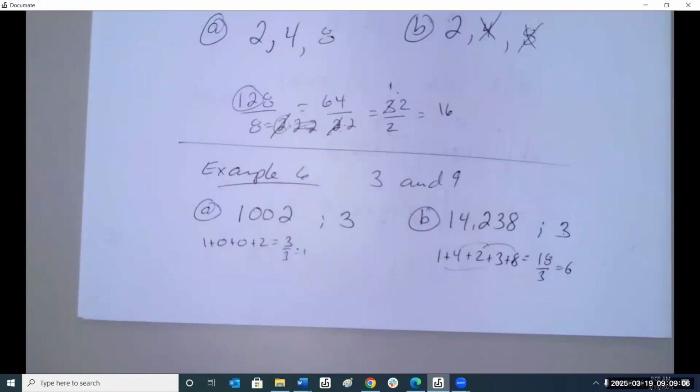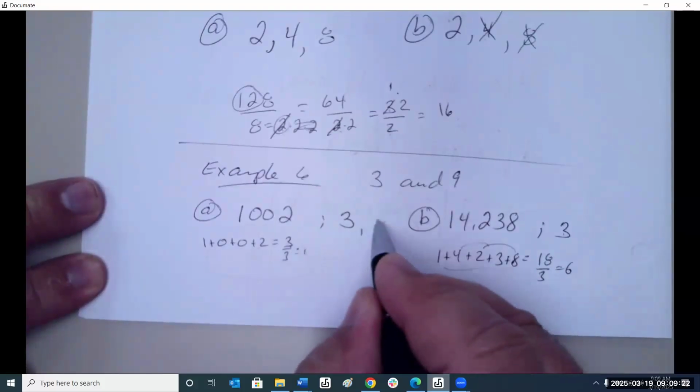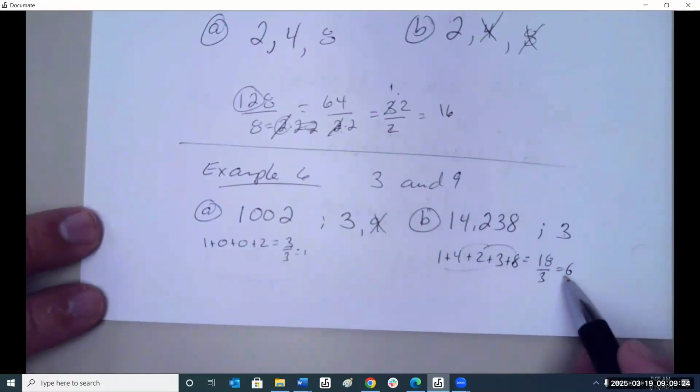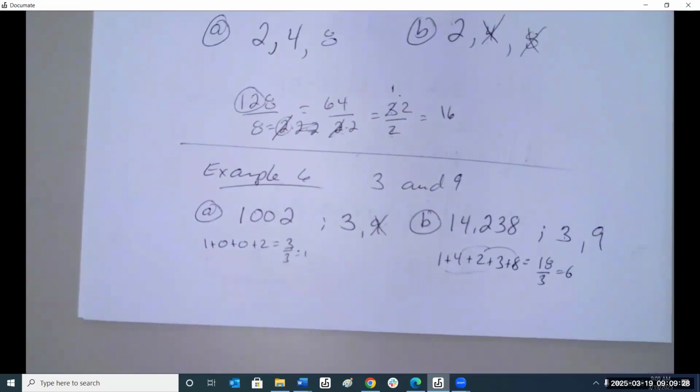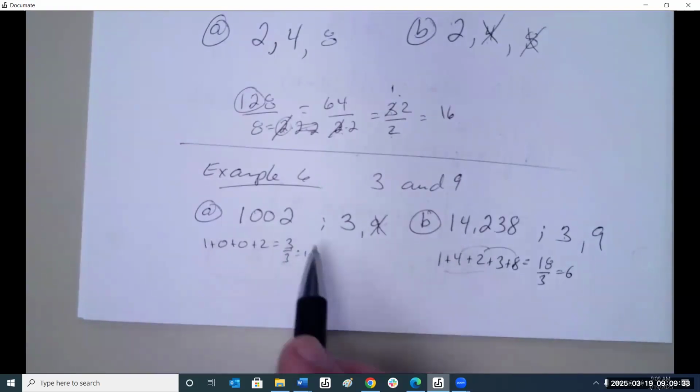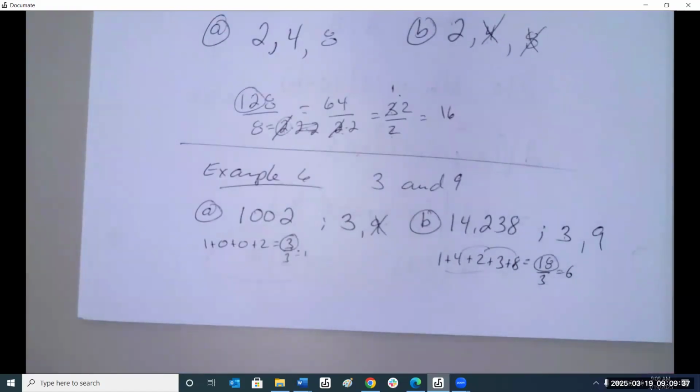Are they divisible by 9? What rule would you use? Because it has to be divisible by 9. The sum of the digits. Is 3 divisible by 9? No. Is 18 divisible by 9? Right. So for 3 and 9, add up all the numbers. Is the answer divisible by 3? Is it divisible by 3 and 9?